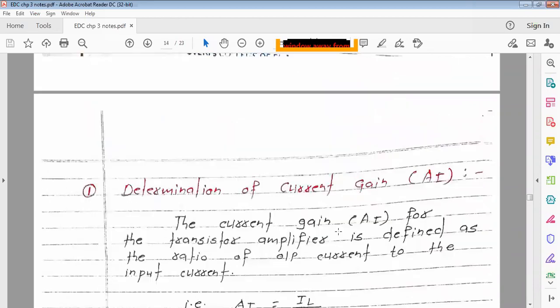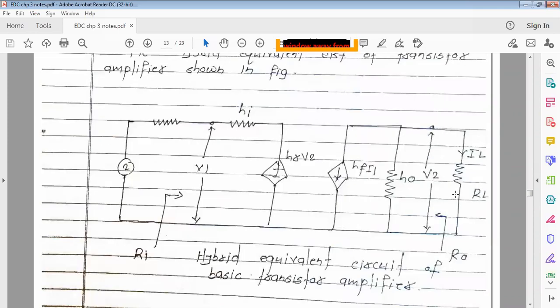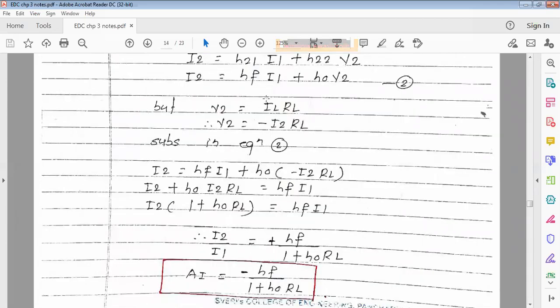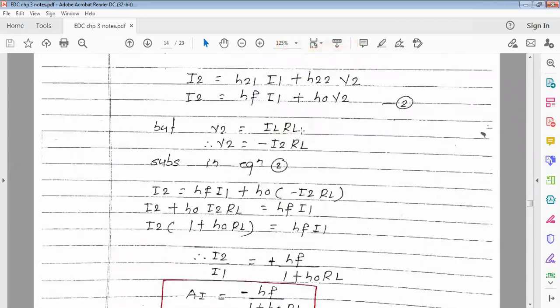So see here, but now what is V2? V2 is nothing but the output voltage across this RL. Now Ohm gives us the clue. Whenever we want to find out the voltage, we can calculate resistance multiplied by current. So V2 is nothing but IL into RL. But again, IL is nothing but minus I2. So the value of V2 is minus I2 into RL.